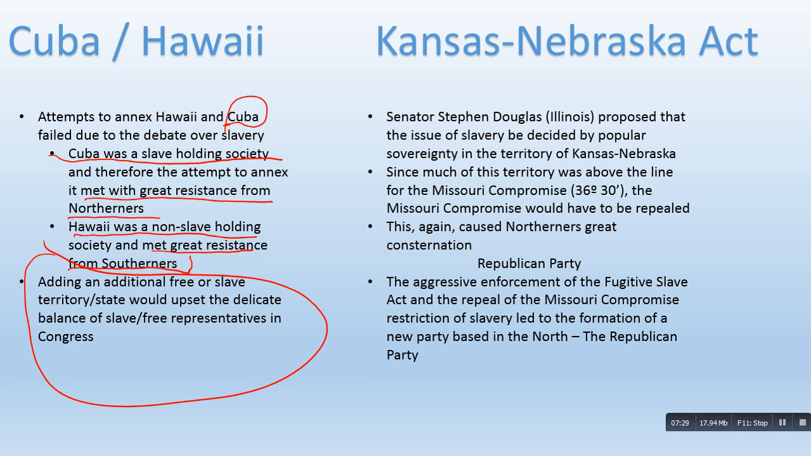Final thing here, the Kansas-Nebraska Act, and this is before they were states. There were still territories. Senator Stephen Douglas, whose name probably sounds familiar from the Lincoln-Douglas debates, proposed that the issue of slavery be decided by popular sovereignty in the territory of Kansas and Nebraska. He was from Illinois, that's why I said that.